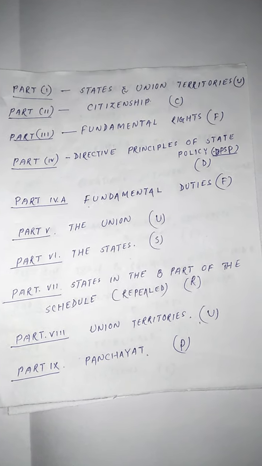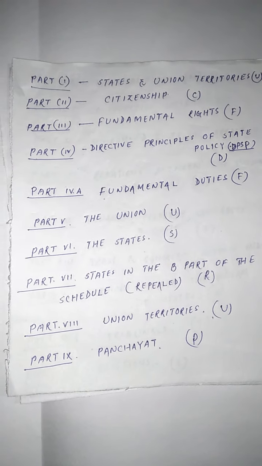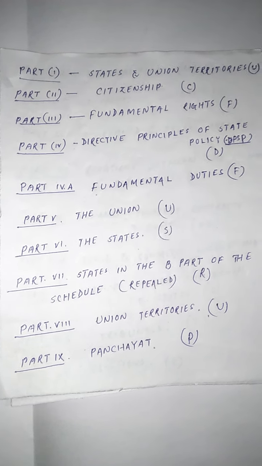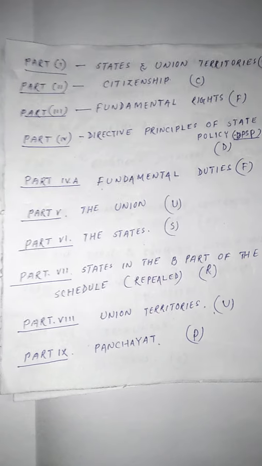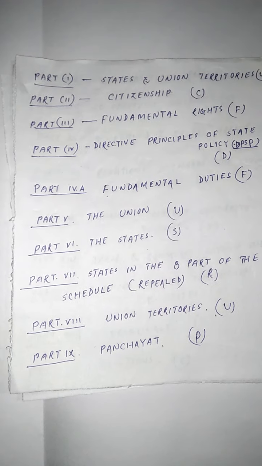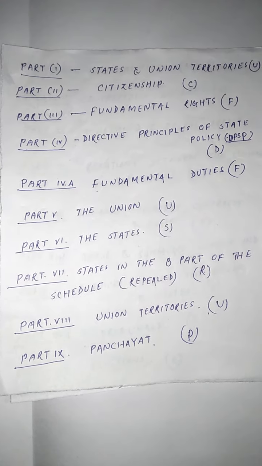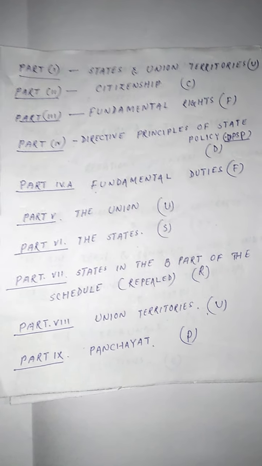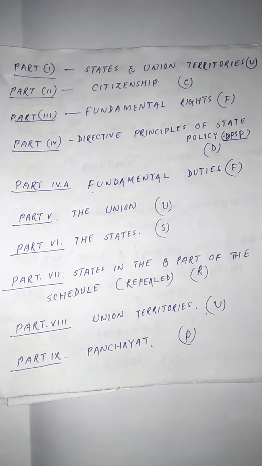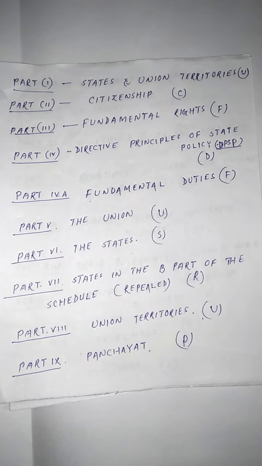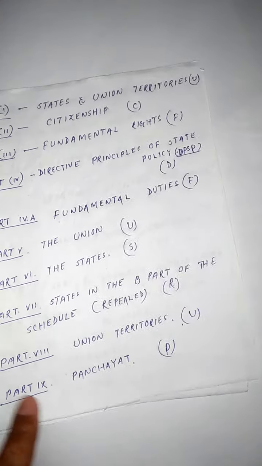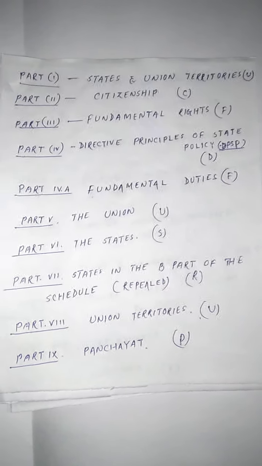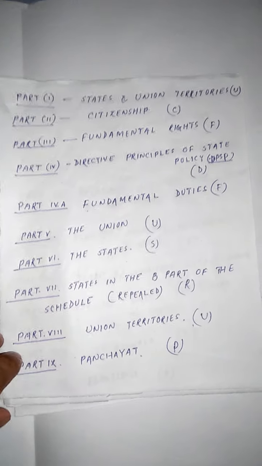Part 8, Union Territories, that is U, and part 9, Panchayat, P, UP. You can fly directly from USR to UP. This is Panchayat, the ninth part.